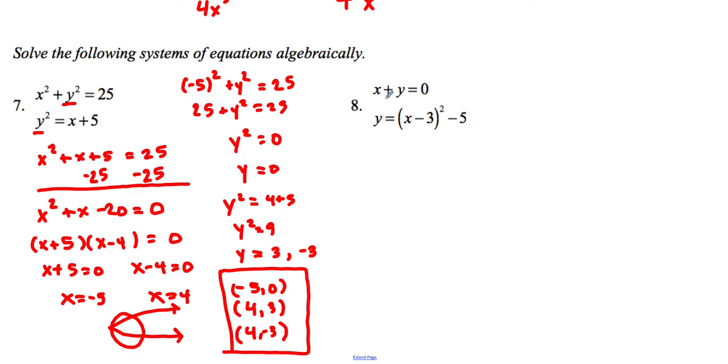All right, number 8. Please check your paper here, because this one was x plus y equals 0. It was originally minus on some versions of the review, and it was supposed to be changed. So if you didn't get the message to change it, you may want to change it now.